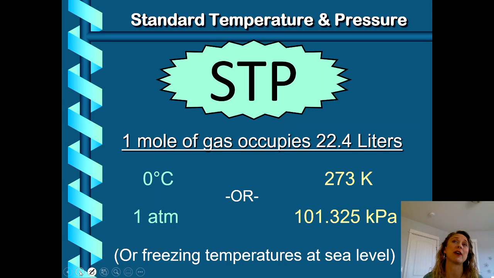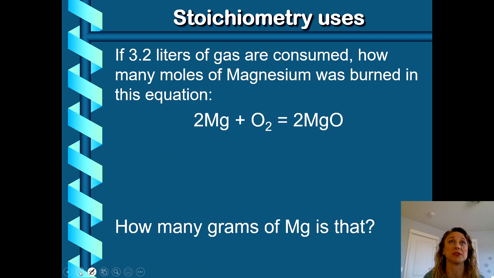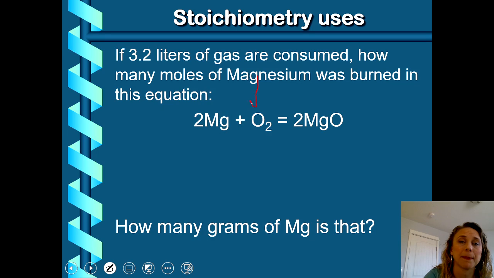Now later we're going to find out that if the temperature is different or the pressure is different, gases generally behave in a pretty standard fashion. There are some exceptions, but we can predict how much gas you have, or other variables, if we know some of this information. So we can do stoichiometry with it. If we have 3.2 liters of gas consumed in this equation, how many moles of magnesium were burned in the first place? Because we can find out how many moles of oxygen that 3.2 liters was, okay?